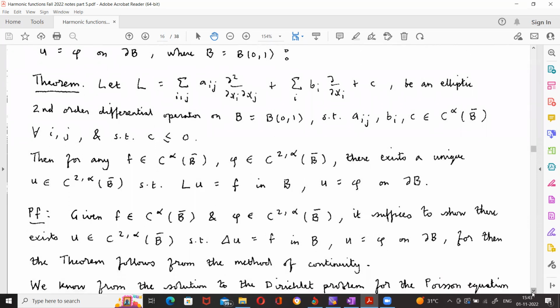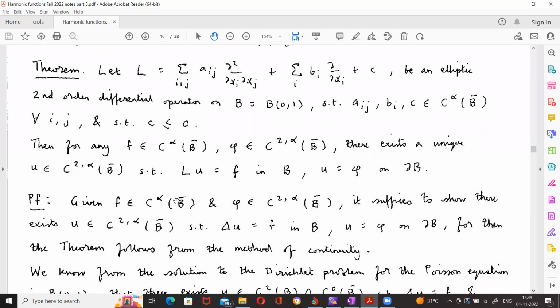By the previous theorem, we know that if this problem has a solution for the Euclidean Laplacian, then it will also have a solution for the operator L, right? That's what we proved by the method of continuity. So all we have to do to prove this theorem is to show that you have a solution for the Euclidean Laplacian. So what do we want? We want delta U equal to F and U equal to phi on the boundary of B, right?